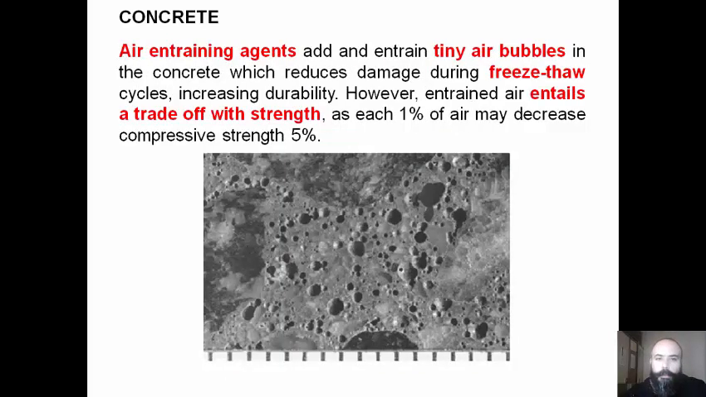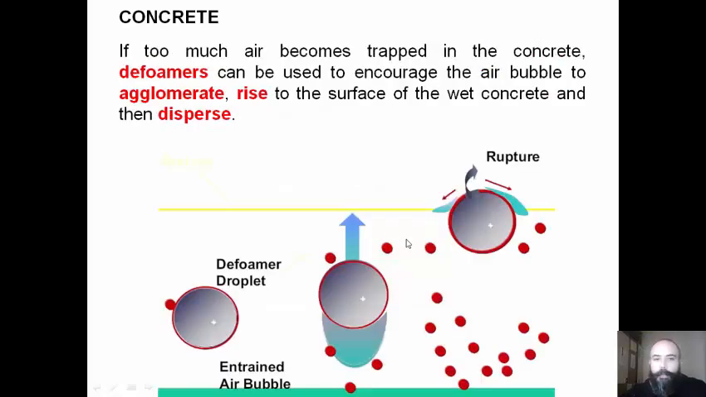Air entraining agents add and entrain tiny air bubbles in the concrete, which reduces damage during freeze-thaw cycles, increasing durability. However, entrained air entails a trade-off with strength, as each 1% of air may decrease the compressive strength by 5%. If too much air becomes trapped in concrete, defoamers can be used to encourage the air bubbles to agglomerate, rise to the surface, and then disperse.